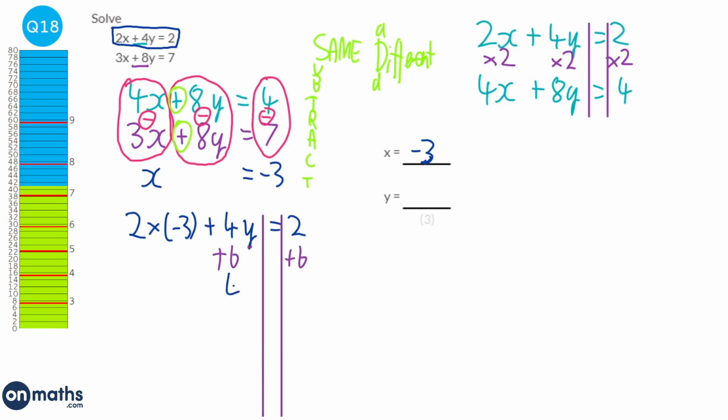And so we've got 4y equals 8. Then we're going to divide that 4 from both sides. So we've got y equals 2. We can check this by putting the values of x and y, substitute them into the second one. So 3 times minus 3 plus 8 times 2, and that does equal 7.